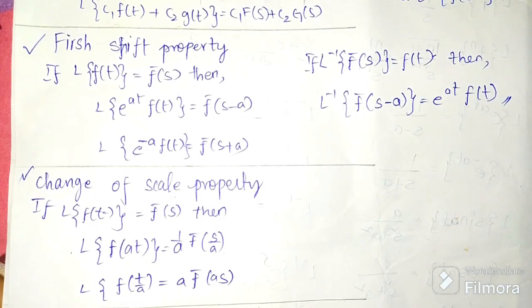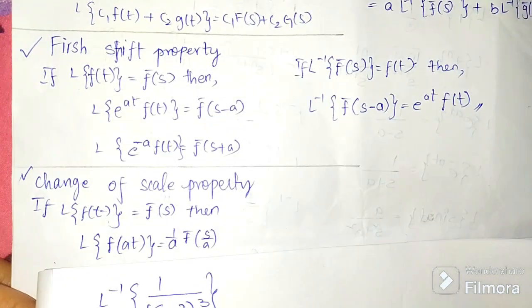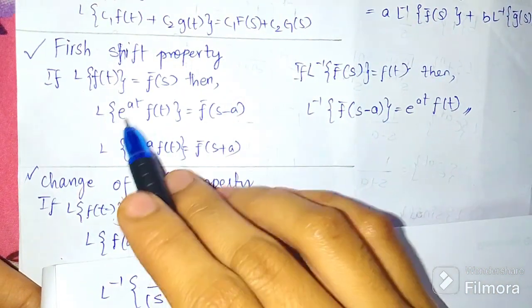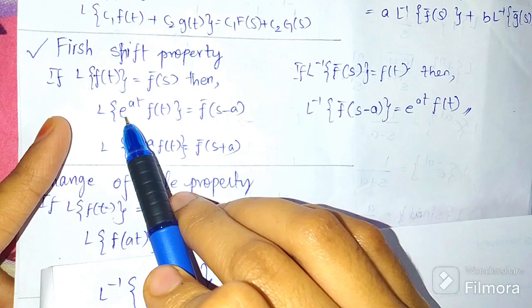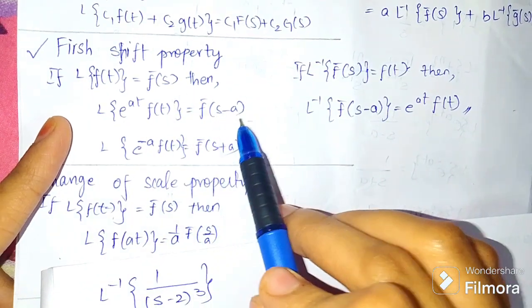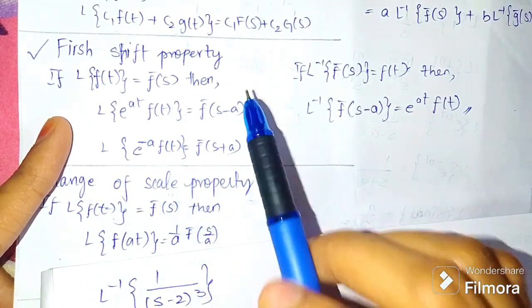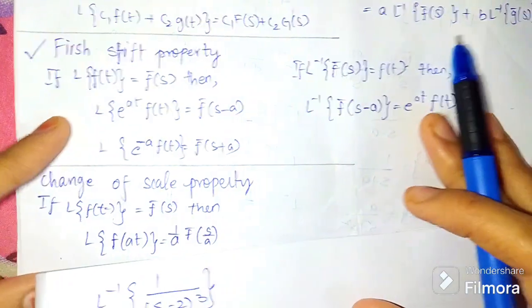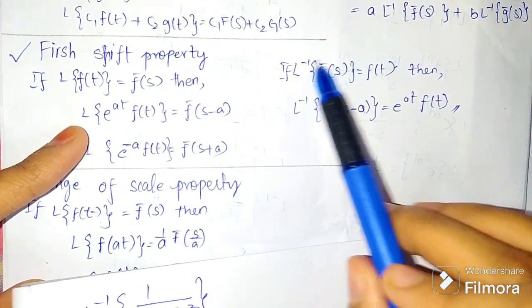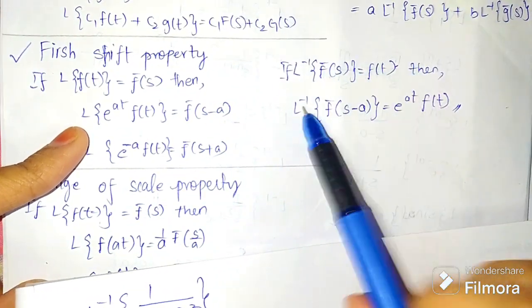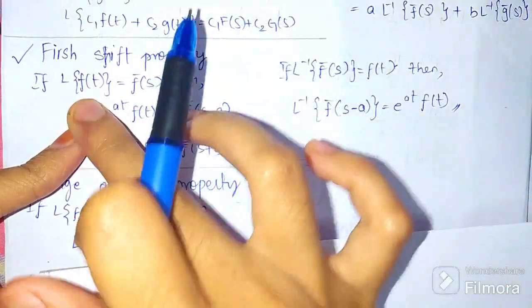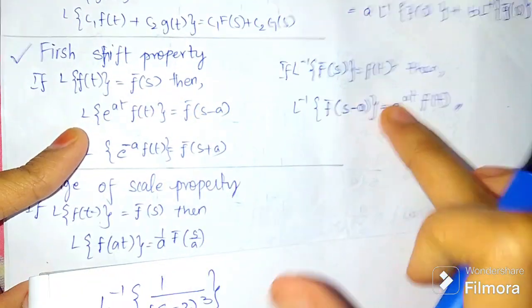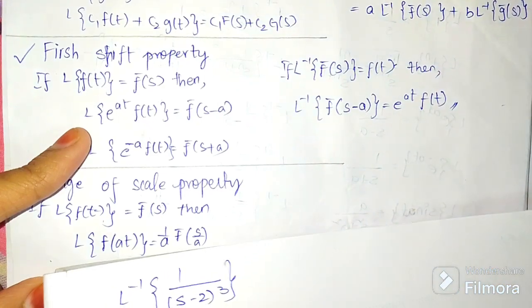Okay, now let's see the first shift property. In the same way, if Laplace of f of t is f bar of s, then Laplace of e power at f of t, the exponent term multiplied, we'll get s minus a. We'll shift s to s minus a. In the same way here, if Laplace inverse of f bar of s is f of t, then for f bar of s minus a, if I apply Laplace inverse this side, I'll get e power at into f of t. That is what I wrote. So you'll understand with questions very well.